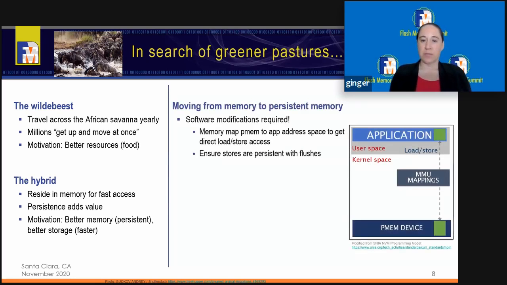So this is the case where you actually do need to do software modifications. Moving a data structure from memory to persistent memory, the fastest way to do this is to memory map your persistent memory to the application's address space. And this allows you to get direct load store access, bypassing the kernel, and at cache line granularities. So this is really, really fast, especially compared to things like SSD.